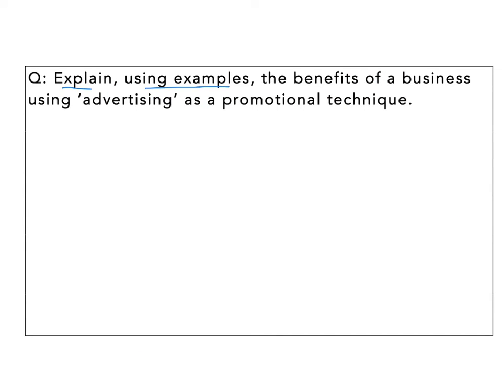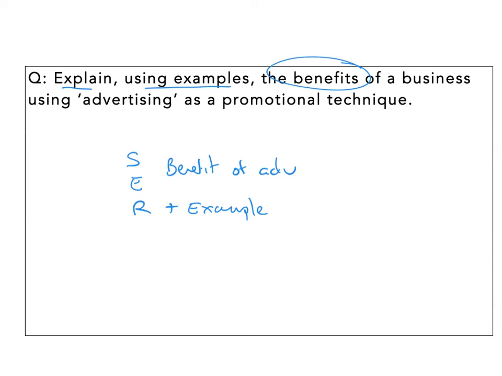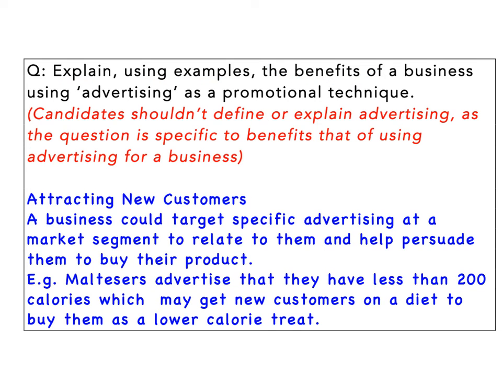So the only other time you need examples is if they say specifically use examples, and this time it was to show the benefits of using advertising. So again, it doesn't mean that you just give the keywords textbook theory about advertising. It has to be a benefit, and we need to link that in. So it would attract new customers, so you could target specific advertising at a market segment to relate to them and help persuade them. So lots of nice keywords, but relevant to the question.